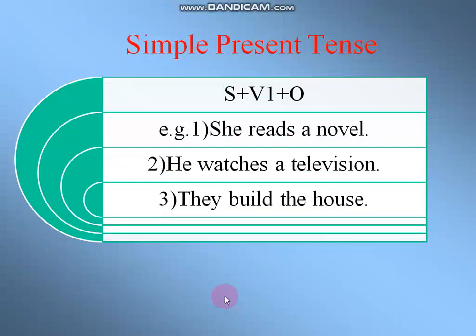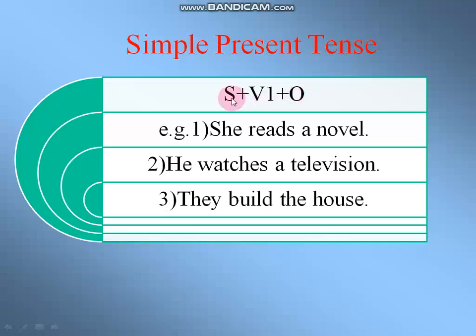Now this is our first tense, simple present tense. In Marathi it is called Sada Vartaman Kal. The pattern is S plus V1 plus O. This is the pattern. S stands for subject, V stands for verb and V1 stands for first form of the verb, plus O. O stands for object.